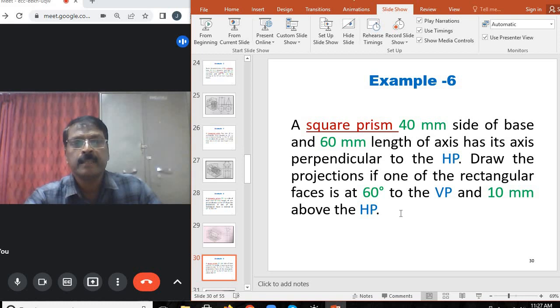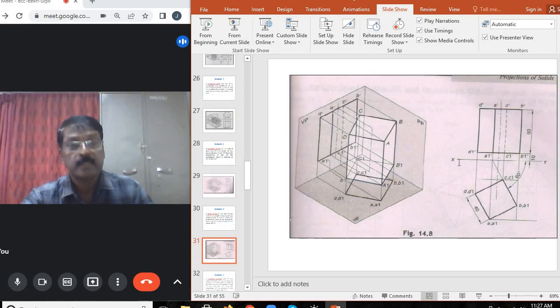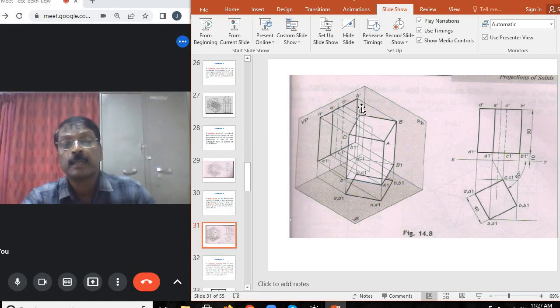What is the object here? It's a square prism. What is the size? Base side 40 mm. What is the axis height? 60 mm. What is the inclination of the axis? The axis is perpendicular to the HP. The axis perpendicular to the HP means the base is parallel to the HP. Or see the solution. This square prism has its axis perpendicular to the HP.